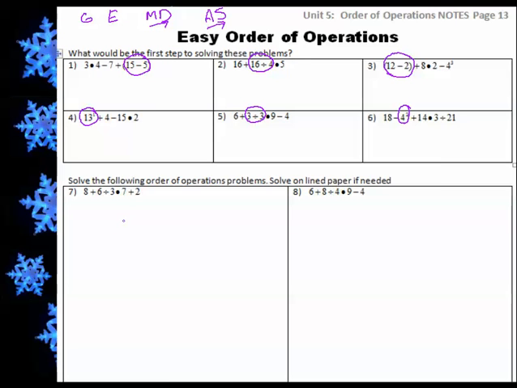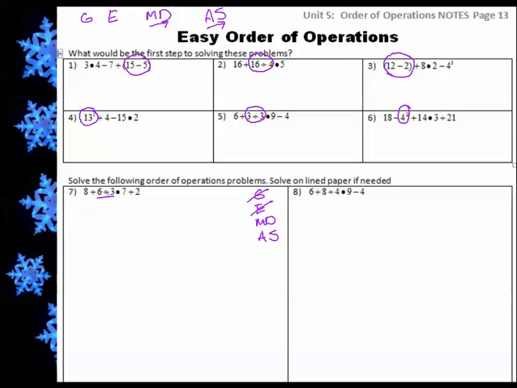Alright, now that you've done number 7, let's check our work. So, I'm going to write my PEMDAS off to the side just so I can cross them out as I go. Do I have any grouping symbols? No. Do I have any exponents? No. Do I have any multiplication or division? Yes, I have both, but I'm going to do the division first because it's in front.